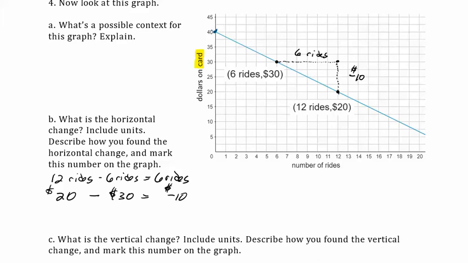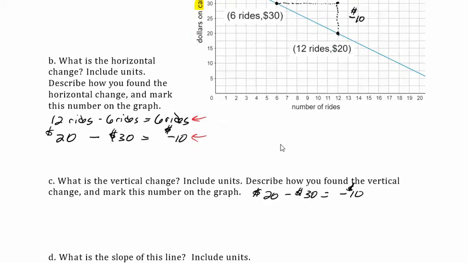Now notice I'm being consistent here. I took 12 rides minus 6 rides to get the 6 rides here. So that means I need to do 20 minus 30 to get the negative 10. I have to subtract in the same order. But it makes sense on the picture. I'm gaining 6 rides but losing $10. I kind of did that in the wrong spot here, but that's okay. My vertical stuff should be down here. 20 minus 30 is negative 10.